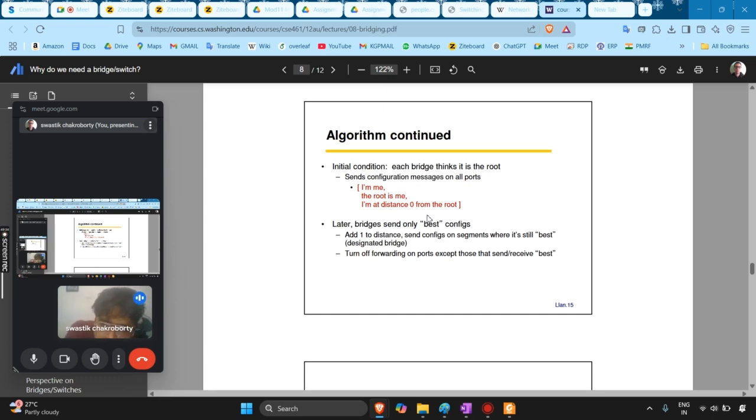At the initial condition, each bridge thinks it is the root. So each bridge is running the spanning tree algorithm, and each of them is thinking that I am the root. So it is a kind of decentralized approach. Now later bridges send only best configs.